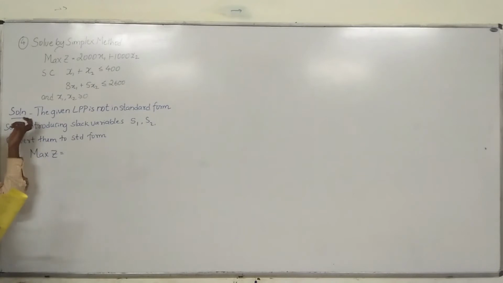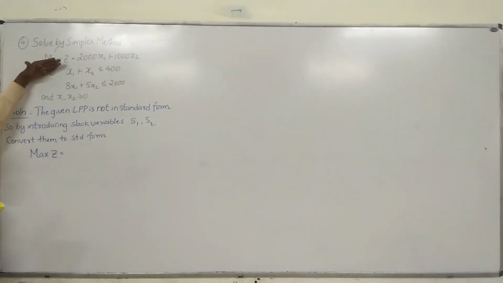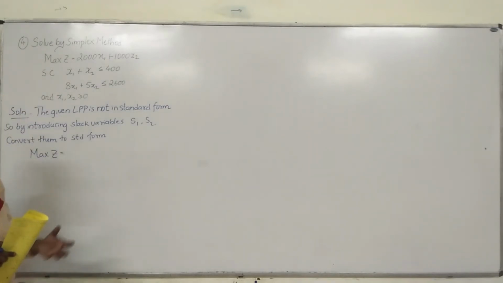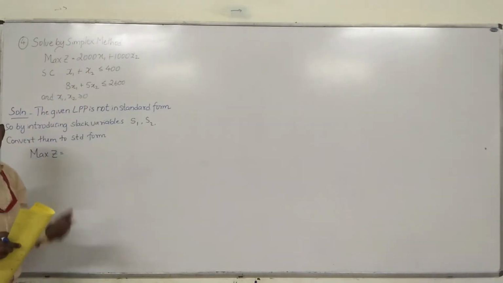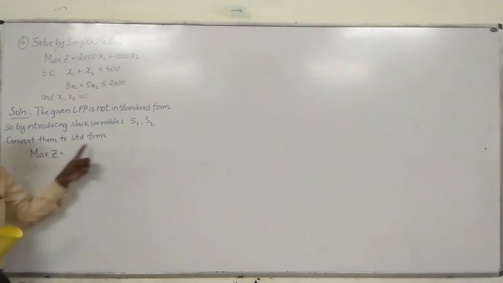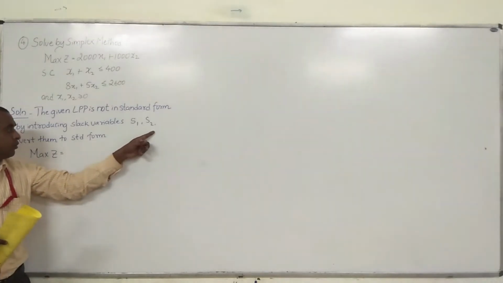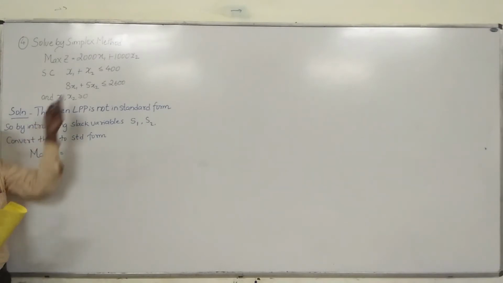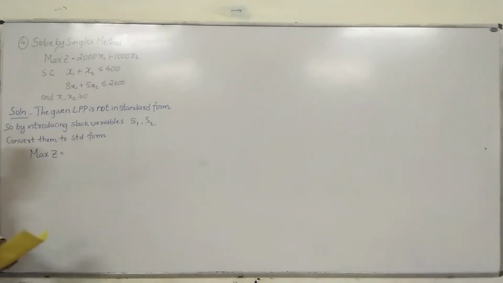While solving, this problem is not in standard form, so we need to make this problem into the standard form. So write the standard form by introducing slack variables, because all the constraints are subjected to less than or equal to. Once we introduce the slack variables S1 and S2, then we need to write the standard form of the given problem. So it is like this.